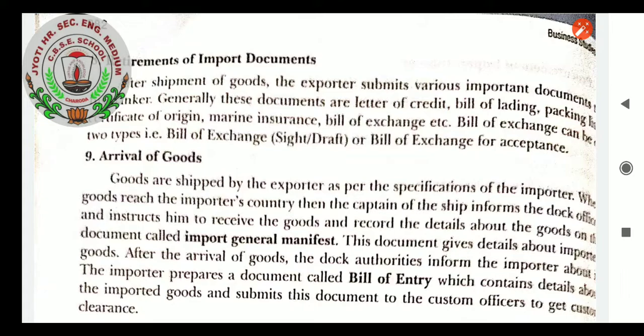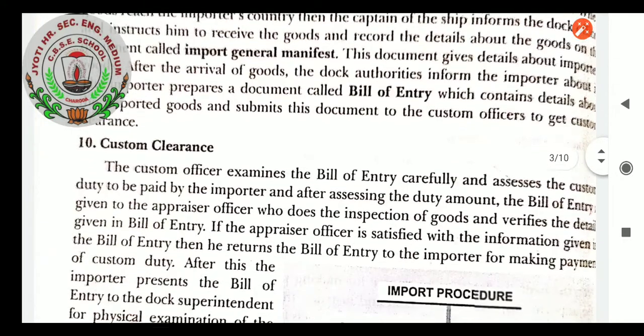So point by point you will have to learn these important words also, like for example, what do you mean by Import General Manifest? So you start writing that goods are shipped by the exporter as per the specifications of the importer. When these goods reach the importer's country, then the captain of the ship informs the dock officer and instructs him to receive the goods and record the details about the goods on the document called Import General Manifest.